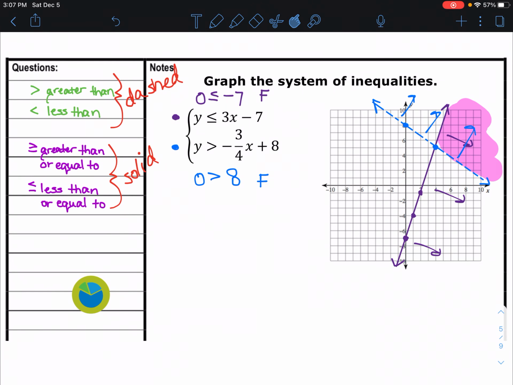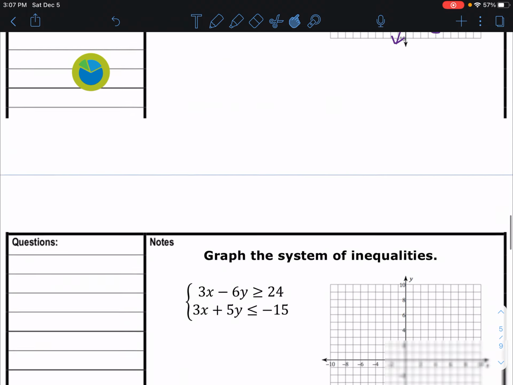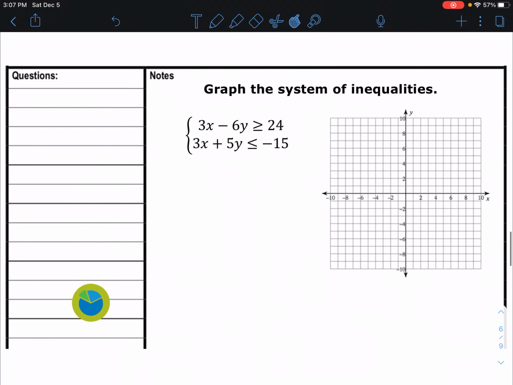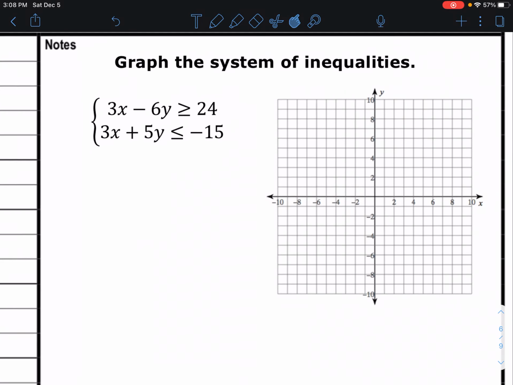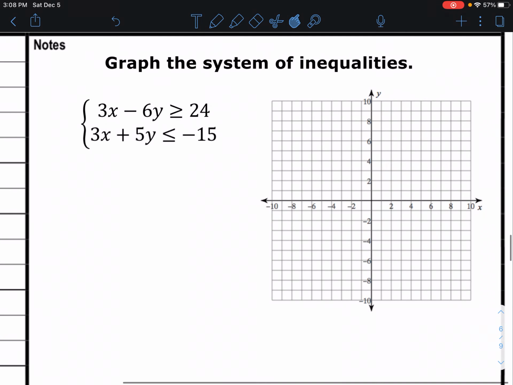And that's my answer. If you wanted to get rid of those other little arrows that you had in there, I usually end up doing that, but I just left it there this time. Okay, so here we go. Let's try another one. Graph the system of inequalities and go from there.